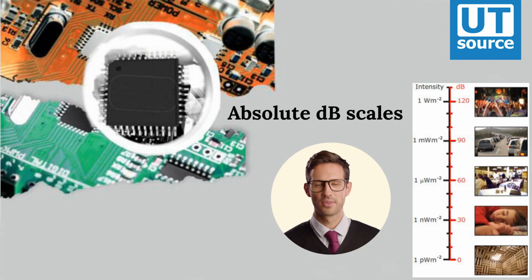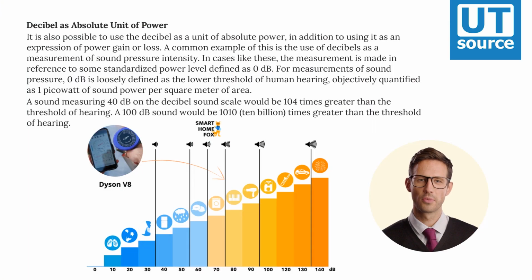Absolute dB scales. Decibel as absolute unit of power. It is also possible to use the decibel as a unit of absolute power, in addition to using it as an expression of power gain or loss. A common example of this is the use of decibels as a measurement of sound pressure intensity.